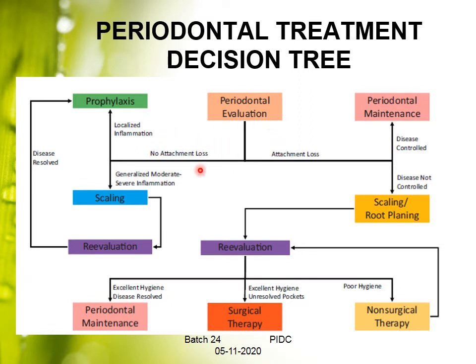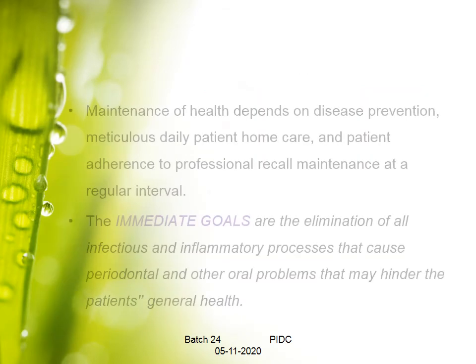Next, if the patient has no attachment loss, and is just having little localized inflammation, you just go for prophylaxis. But if he is having a generalized moderate to severe inflammation, you go for scaling and reevaluate again. If the disease is resolved, then put the patient on prophylaxis treatment alone. So, this is the whole periodontal treatment decision tree. With this, the cases can be easily evaluated and a treatment plan can be formulated.